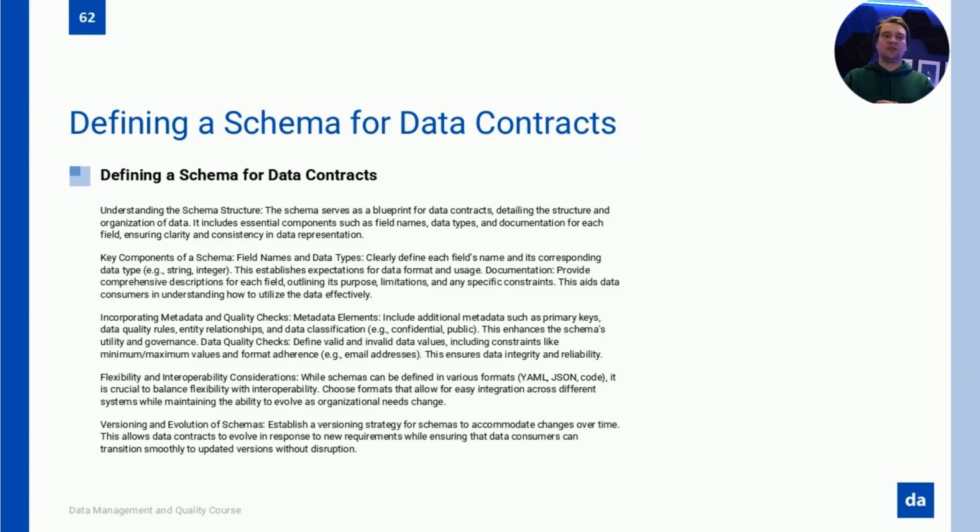Data evolves, and so should schemas. Versioning strategies: introduce version control to accommodate updates while maintaining backward compatibility. Smooth transitions: ensure new schema versions don't disrupt existing workflows by providing a clear migration path. Version control is the safety net that keeps data pipelines stable even as business needs evolve.